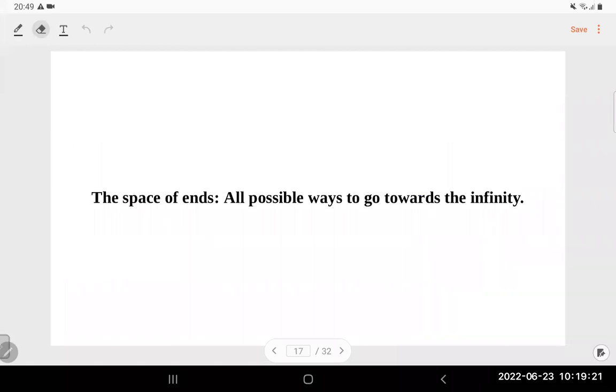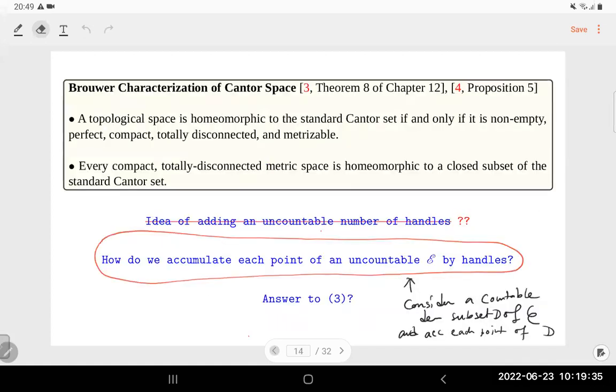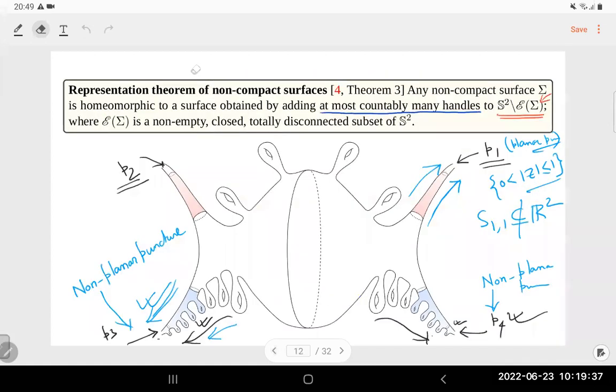So the next question is, how do you check? Suppose you are given an abstract surface, and you want to check what is the suitable representation for your abstract surface. I have already told you what the representation theorem means. So how do you check that your given surface has a representation of this format? I mean, how did Ian Richards solve this problem? How did he show that every surface has a homeomorphic copy obtained by deleting a totally disconnected closed subset, then accumulating each puncture point by handles?